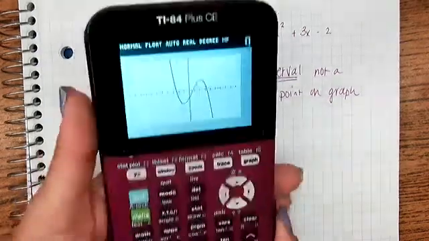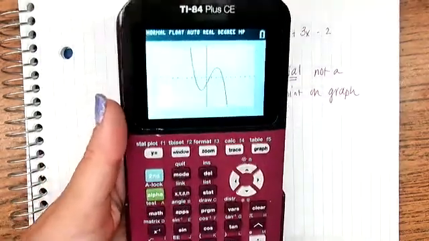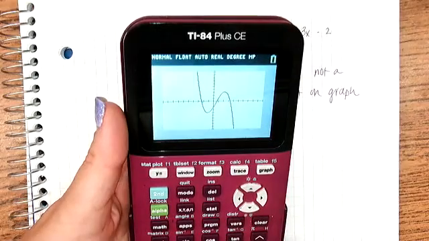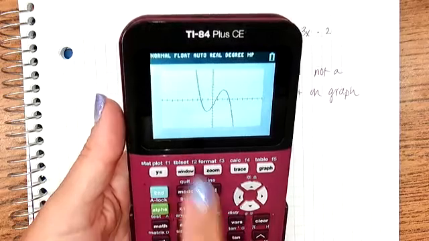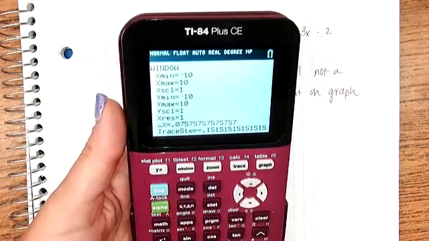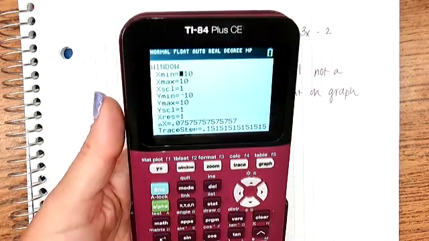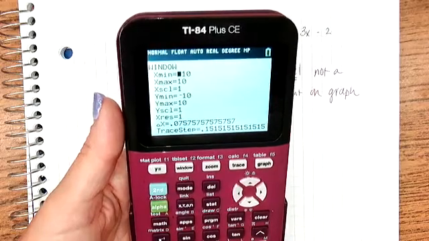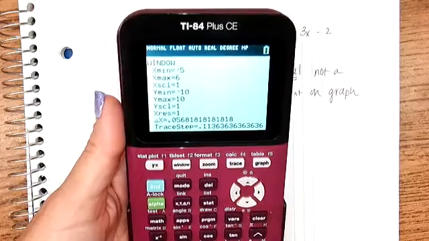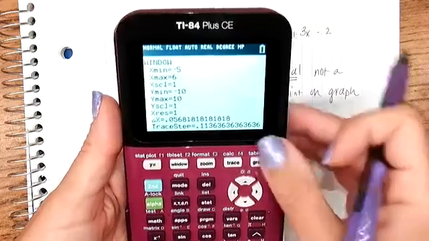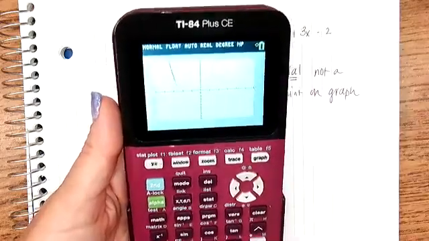Okay, so I'm going to adjust my window. I'm trying to hold the calculator in a way where the glare isn't so bad. So I'm going to go to window. If they want me to go from negative 4 to 5, I'm going to make my window a little bit bigger, from negative 5 to 6. And I'm going to graph it. I should still have that nice smooth curve.